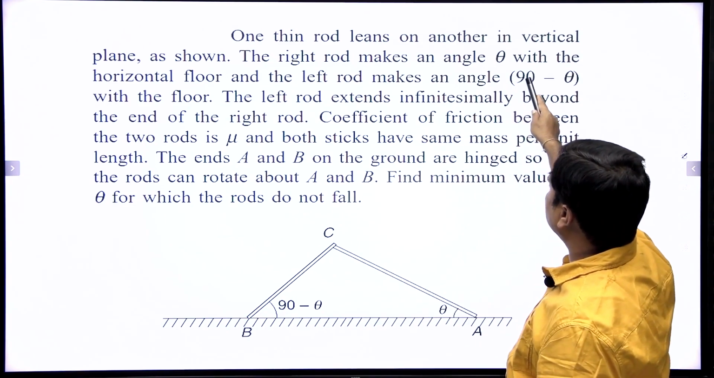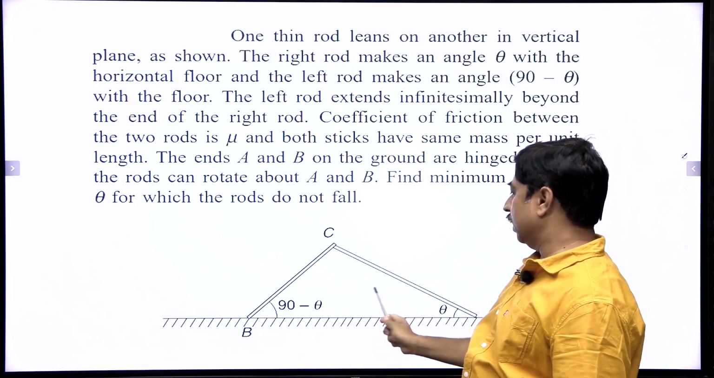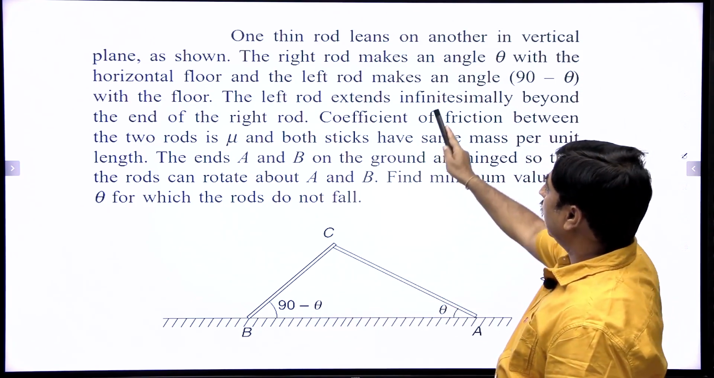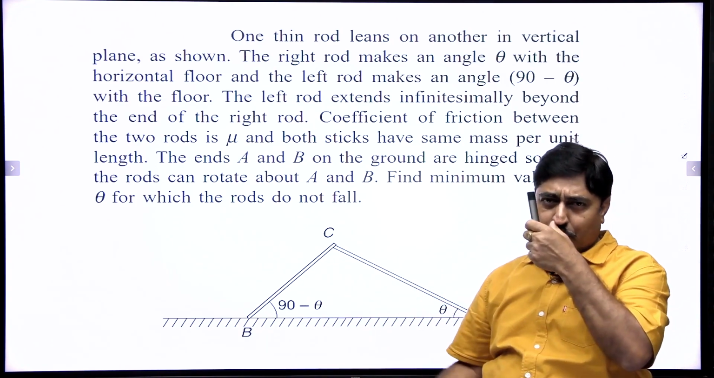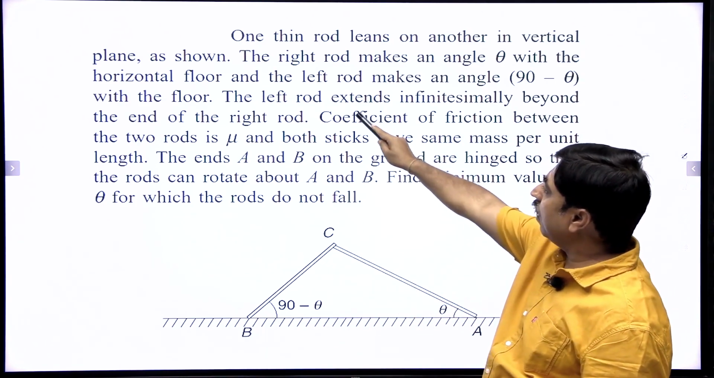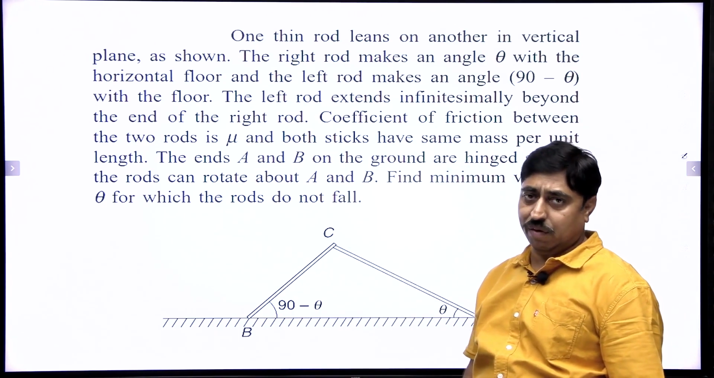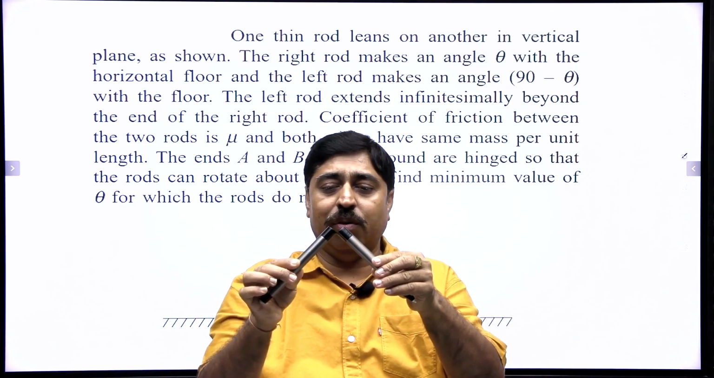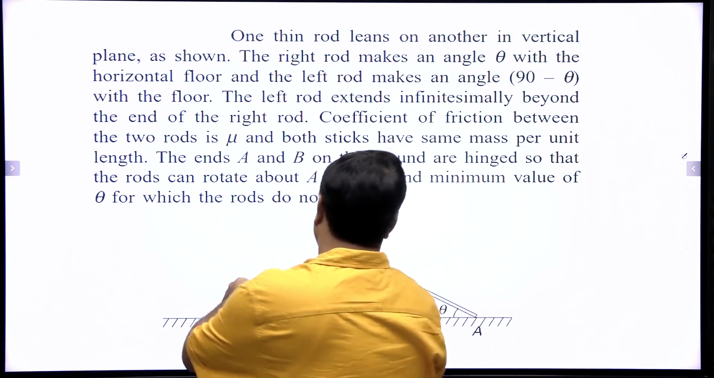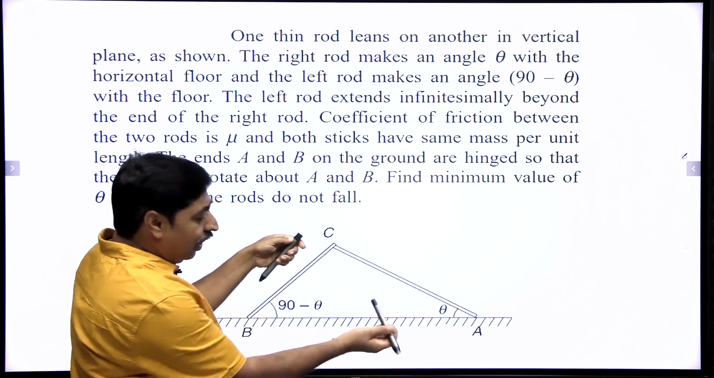The right rod makes an angle theta with the horizontal floor. This is theta and this is 90 minus theta. And the left rod makes an angle of 90 minus theta, which means this angle is 90 degrees. This is what is being said. The left rod extends infinitesimally beyond the end of the right rod. The question is saying these rods are not placed like this. No, no, no, no. This particular left rod is extending slightly beyond the particular rod.